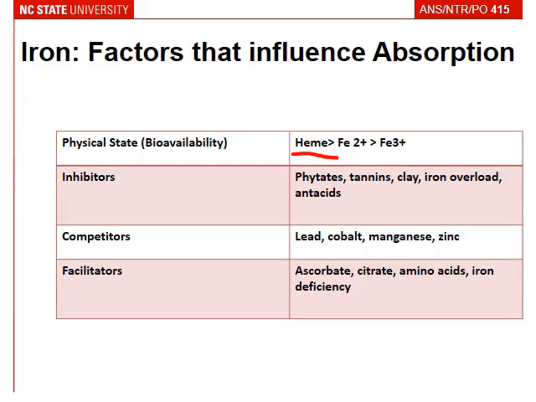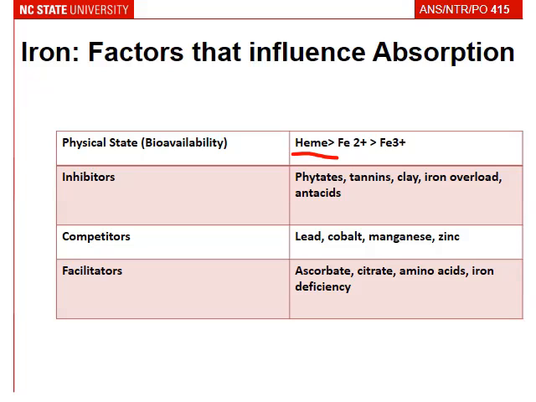We have competitors. So these are, if you look on the periodic table, they have similar charges within them. So one of the reasons why lead is so poisonous is it can replace iron. It uses the same transporters, and it can bind ferritin and transferrin. So that's why lead is so poisonous. We also have cobalt and manganese and zinc can also inhibit iron absorption.